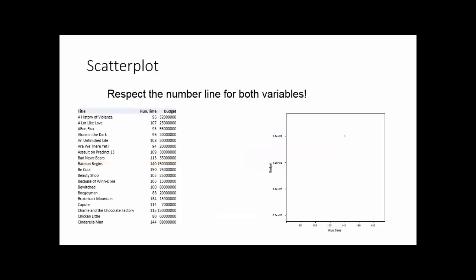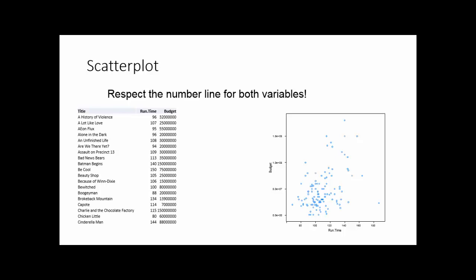All right. So let's try another one. Let's try Bewitched. You notice it's 100 minutes long and had a budget of $80 million. We find those locations on each of their respective axes, continue up, and then we get a dot for that Bewitched movie. And one more. Let's try Be Cool here, which had 150 minutes runtime and $75 million budget. And so we get a dot for Be Cool. And of course, we're going to do this for all 120 movies, and we're going to get a bunch of dots all over the place, all scattered, hence the name scatterplot.